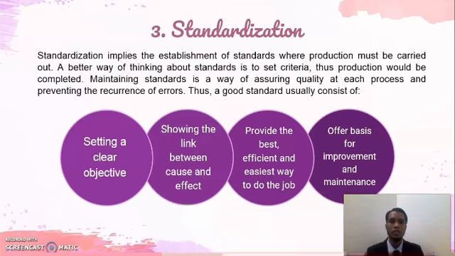Thus, a good standard usually consists of: first, setting a clear objective that will be easily understood by all layers of management, from manager, workers, and also top management. Next, showing the link between cause and effect, so everybody knows what will happen in this situation. Next, provide the best, most efficient, and easiest way to do the job. It will help a lot for new workers to still comply with the standard. Next, the last one, offer basis for improvement and maintenance. If there's any loophole or error, there will be improvement and also maintenance of the standard.